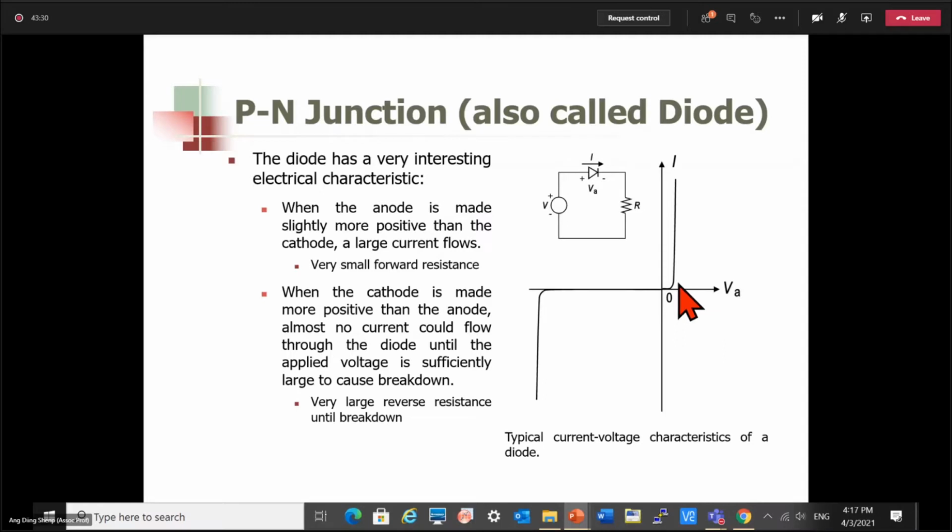So there is a huge asymmetry in the IV relationship of the diode shown here. We call the diode a rectifying device in the sense that it allows current to flow easily in one direction, but it blocks the flow of current in the reverse direction. So what we want to do here is to understand the physics that control such a behavior.